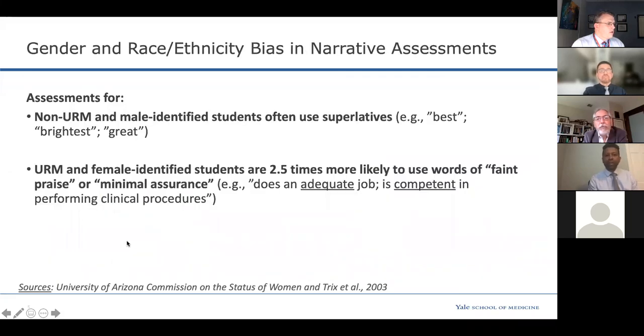We see also disparities based on race and ethnicity, with students of color being less likely to be described with superlatives such as best and brightest, and students of color and women being more likely to be described with faint praise or minimal assurance with words such as competent.